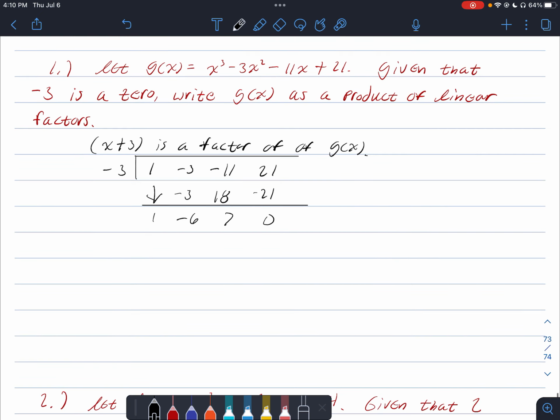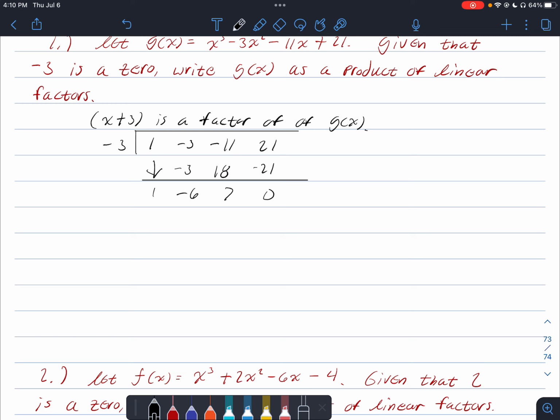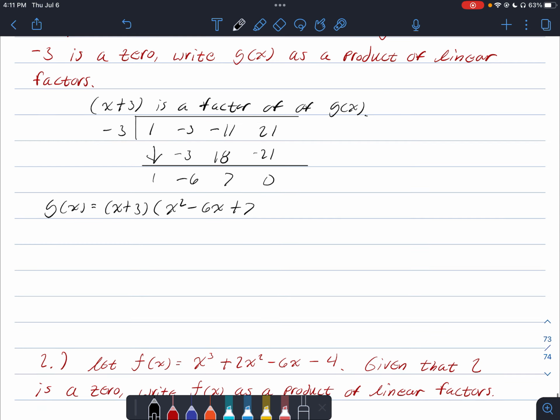And that also gives us the coefficients for a new polynomial. Okay, so our quotient is going to be the other part of this. So now we can write g of x as x plus 3 times x squared minus 6x plus 7. We want to see now if we can factor this even further.